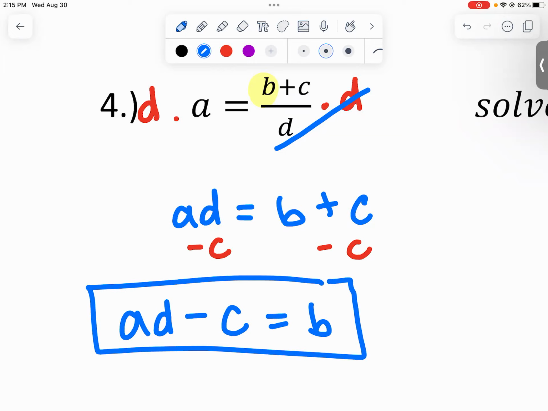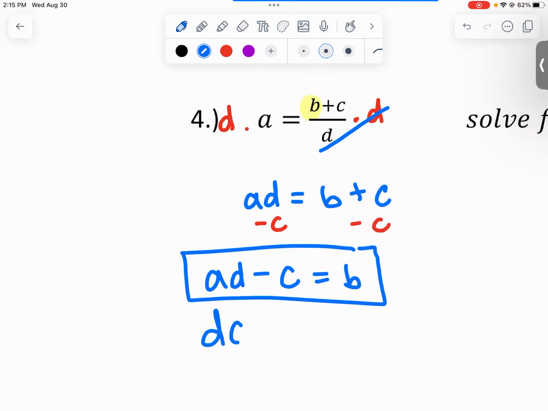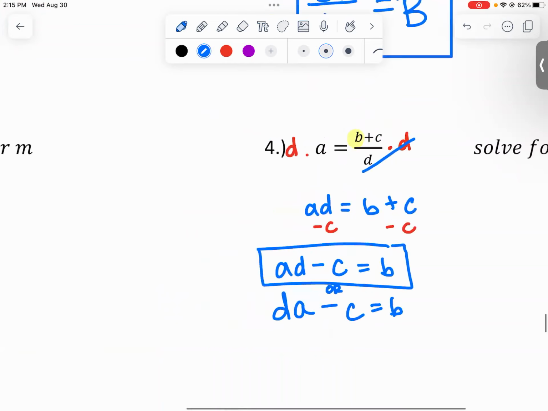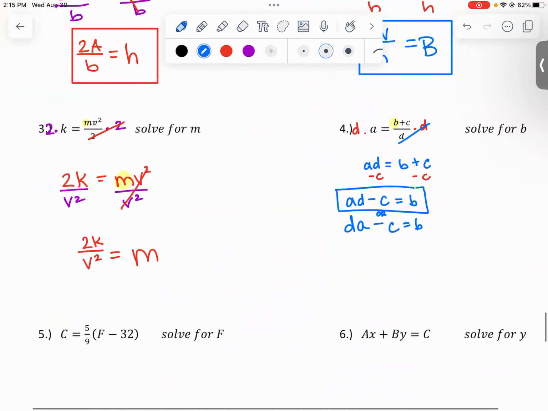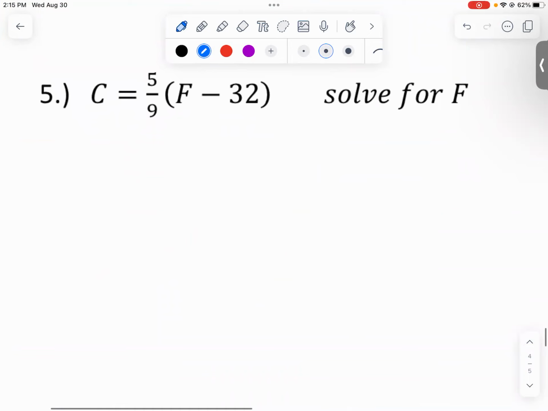So here's the thing. A lot of you guys got this answer right. So maybe we can stop freaking out now. DA minus c is the same as AD minus c. Yep, it is the same thing. All right, we will do this number 5, and then we can start the homework.